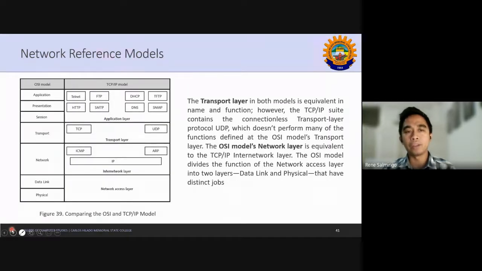So we have this network reference model as compared to the TCP/IP model. We have the Internet Protocol model compared to your OSI model. We have 7 layers: the physical, data link, network, transport, session, presentation, and application.